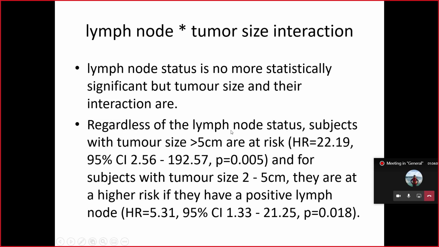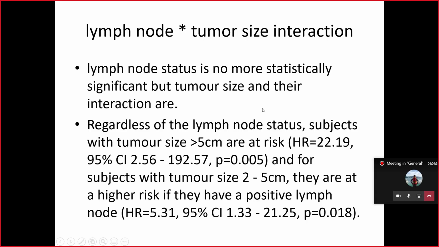So regardless of the lymph node status, if the tumor size is larger than 5 cm, there are higher risk of dying faster. Why? Hazard ratio is 22. Banyak. Not like the one before. And if the tumor size is within 2 to 5 cm, they have a higher risk if they have a positive lymph node. So hazard ratio dia adalah 5.31. Okay. So and with that, I hope you see how to do Cox regression and how to interpret the results.